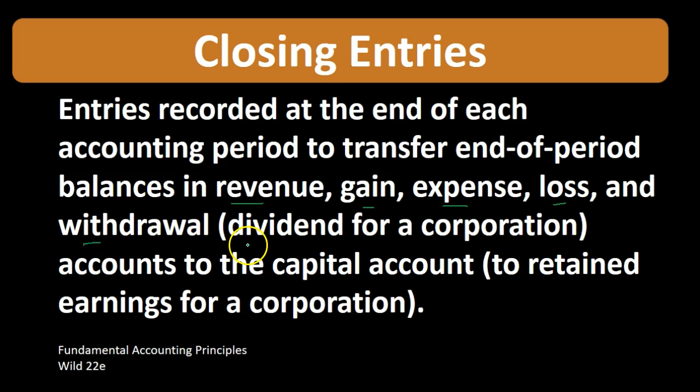And then we have the qualification of dividends, if we're talking about corporations, because corporations will have dividends rather than draws, as a sole proprietor would have. And we're closing those out to the capital account if we're talking about a sole proprietor. And then we have this qualification again: if we're talking about a corporation, we would be closing out to the retained earnings account.